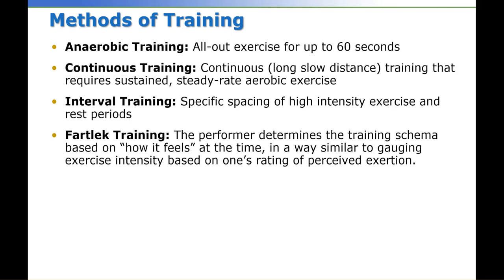Continuous training is long, slow distance training that requires sustained, steady-rate aerobic exercise. Interval training has specific spacing of high intensity and rest periods. You're talking about treadmill sprints where you sprint all out for 10 seconds and then rest. Then you sprint all out again on the treadmill, then you rest, or you do it outside.